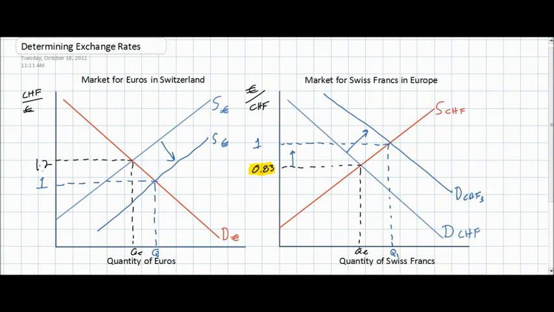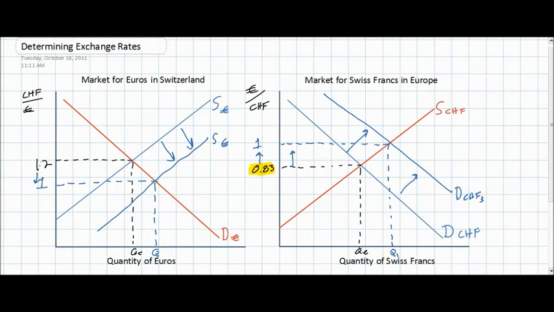In this case, demand for francs has risen, causing the supply of euros to increase. In the market for Swiss francs in Europe, the franc appreciates or gets stronger. In the market for euros in Switzerland, the euro depreciates or gets weaker.